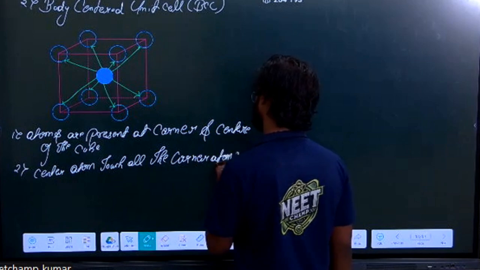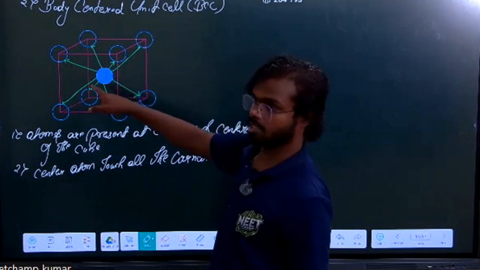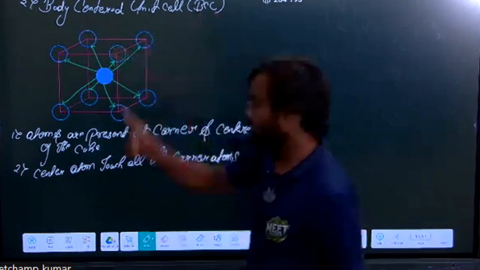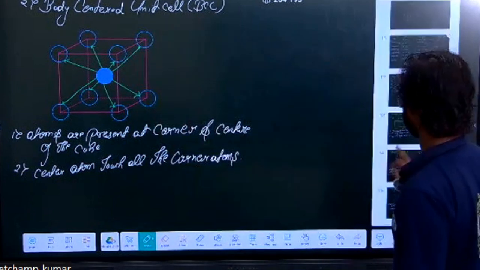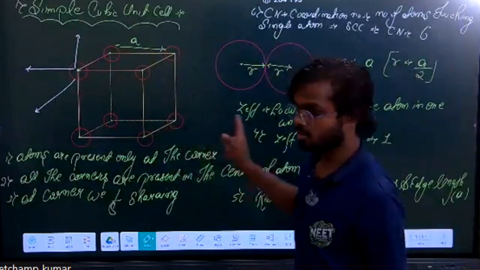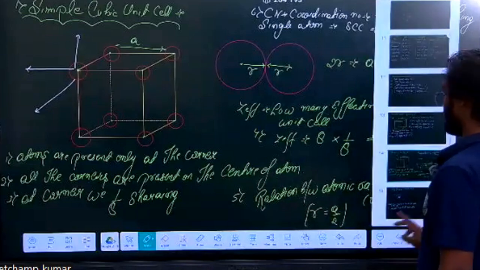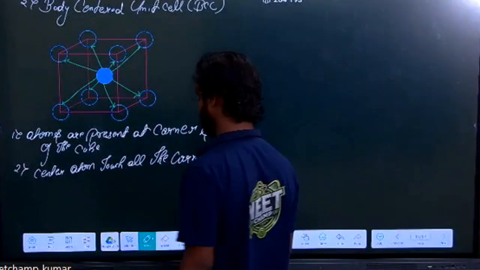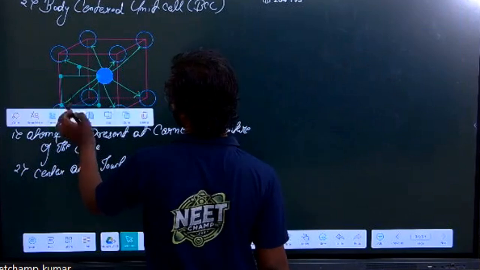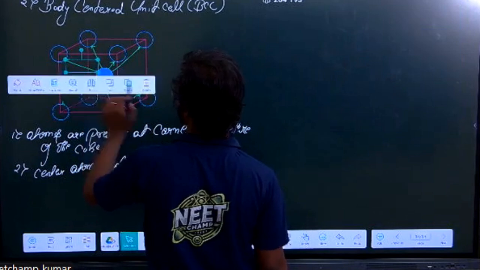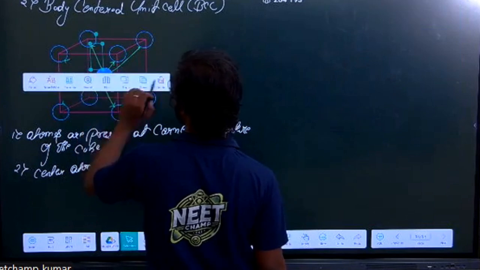Remember, I am saying only the center atom touches all the corner atoms. Corner atoms will not touch each other. That is only valid in the simple cubic cell, where only the corner atoms touch each other. In this case, the corner atoms won't touch each other. Don't get confused about that.